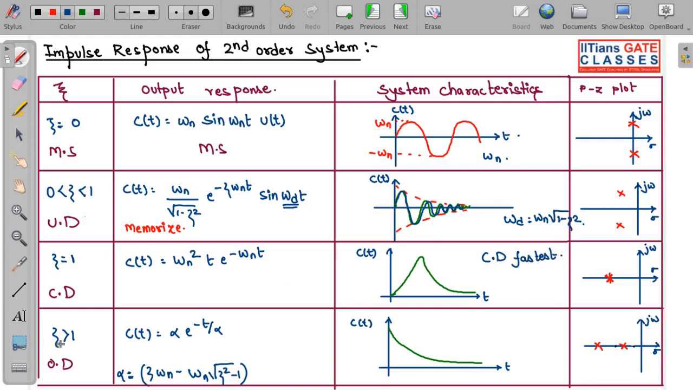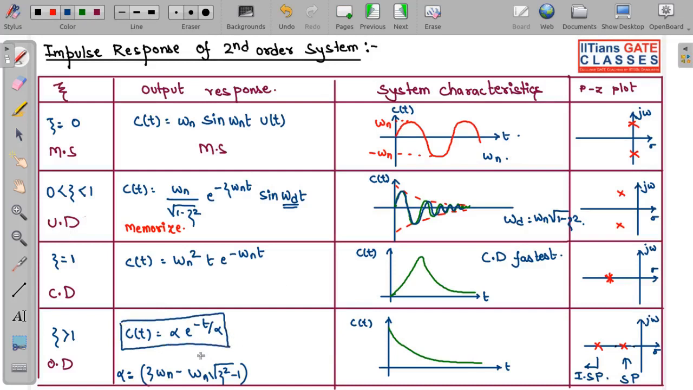Next you can see is what? Zeta greater than 1. So this is known as an overdamped system. For zeta greater than 1, you can see over here that we take help of the concept of dominant pole. So this is the significant pole, this is the insignificant pole. So we write the expression for your significant pole. So that is why you can see the output response is the same as your first order system.